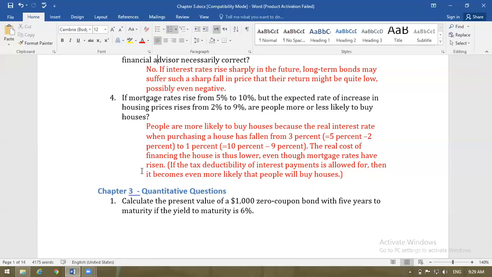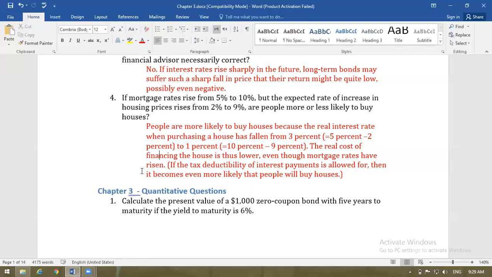But after the change in mortgage rate and inflation rate, the changed mortgage rate, or loan rate, is 10% and the inflation rate is 9%. In that case, the real interest rate is 1%. So we are well aware that whenever the real interest rate is low, borrowing will be more beneficial as compared to lending money. So in this case, people will be more likely to buy houses.